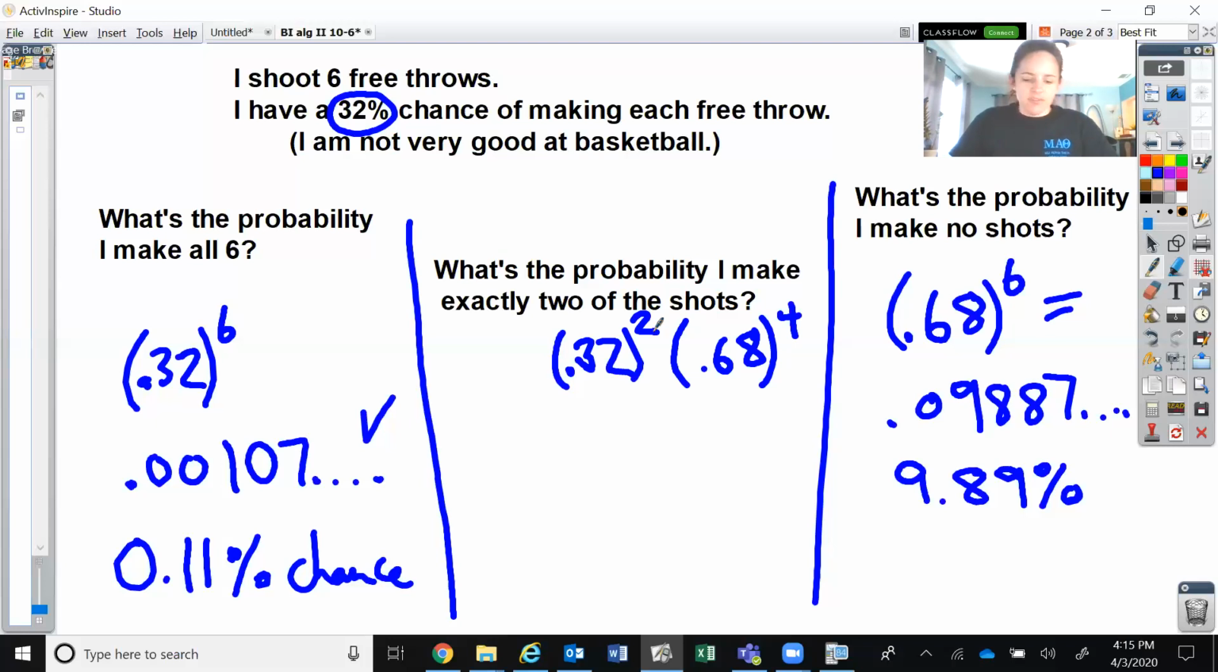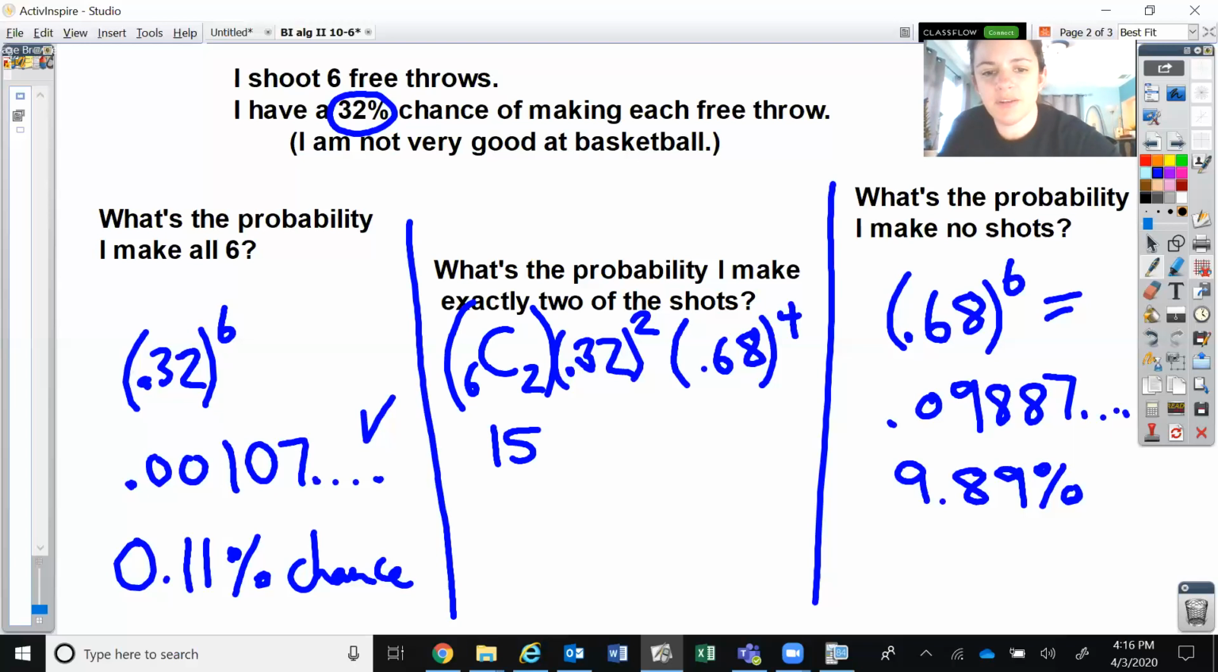I could make the first 2, or the last 2, or the middle 2, or the first one and the 5th one. And so how many different orders are there? Because I need to multiply my probability by the number of different orders. Turns out that the number of orders there would be, out of 6, I need to choose any 2 of those. And so that's going to be the coefficient in front of it as well. And then I would have 0.32 squared and 0.68 to the 4th power. So 6 choose 2, you can find from Pascal's triangle, is 15. Or you can type it in your calculator.